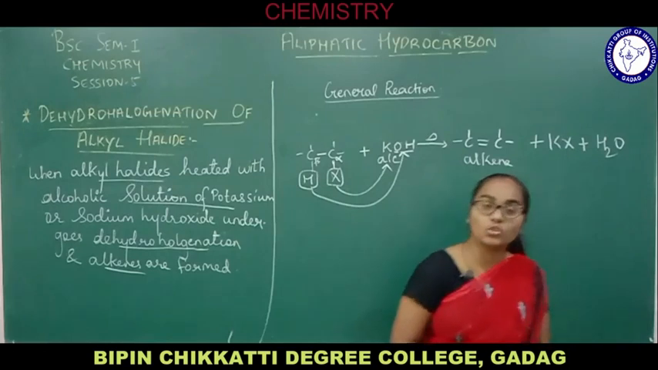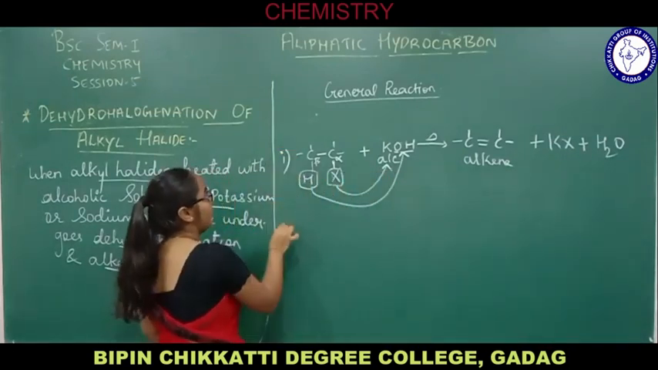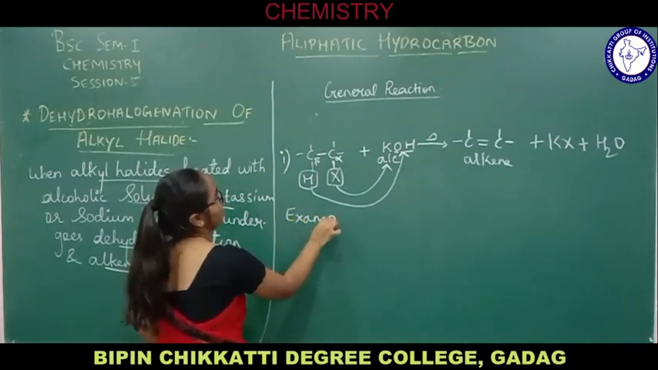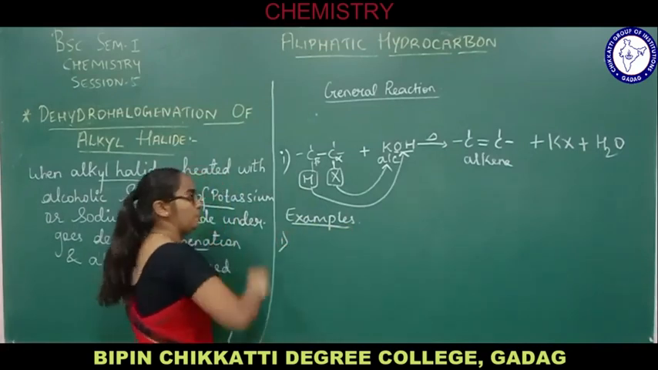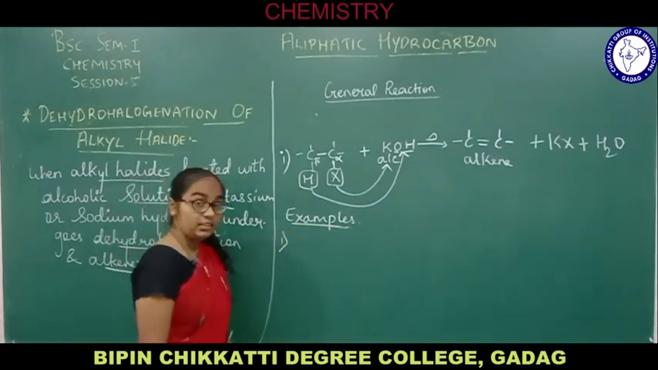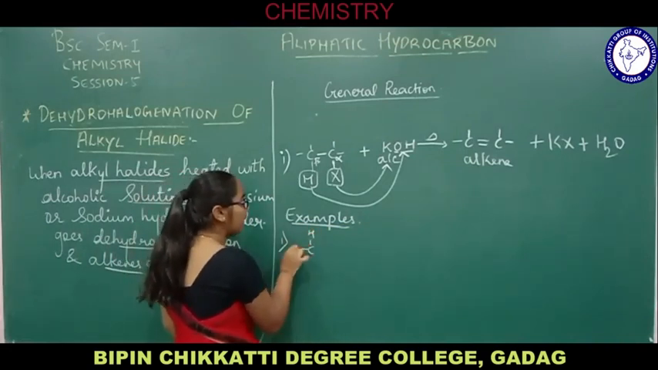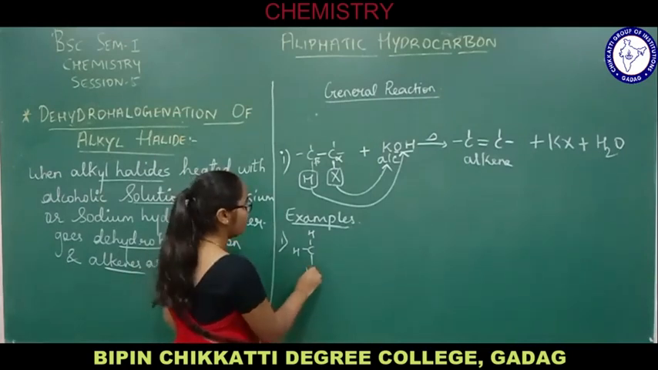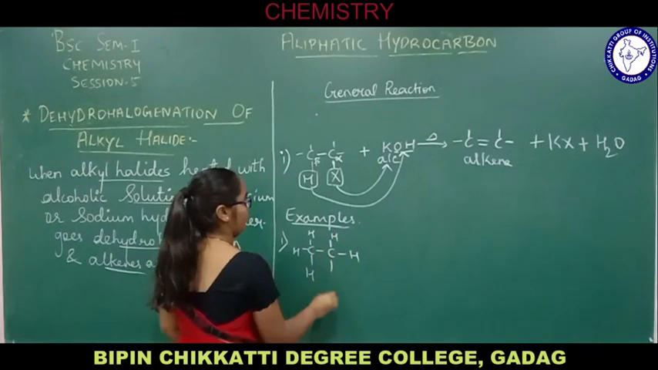Now let's go towards the main reactions. We'll go through the examples one by one. Examples for this reaction. Let's take example number 1. Now I am going to take example number 1, so called as methyl, sorry, not methyl, we'll take the ethyl group, okay? So ethyl bromide.